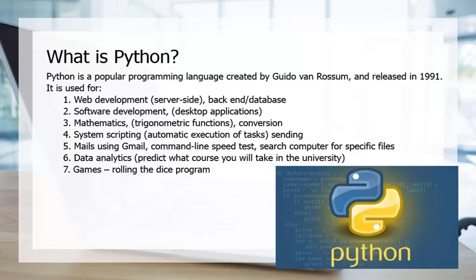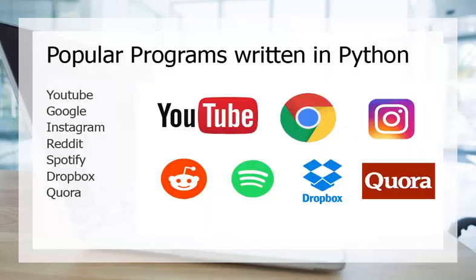Let us define Python programming language. Python is a popular programming language created by Guido van Rossum, and released in 1991. It is used for web development, software development, mathematics, system scripting, mails, data analytics and even in game development. Here's some of the popular software programs written in Python: YouTube, Google, Instagram, Reddit, Spotify, Dropbox, and Quora.